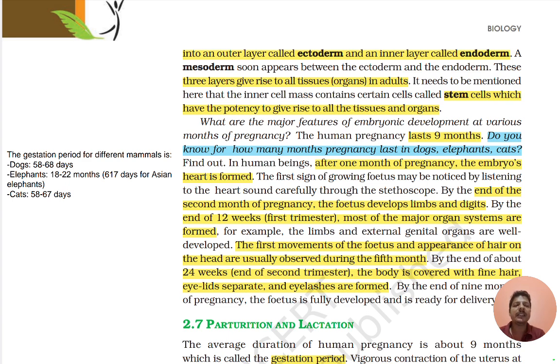After 1 month of pregnancy, the embryo heart is formed, which is the first sign of growing fetus. And by the end of 2nd month, the fetus develops limbs and digits. Then, by the end of 12 weeks or first trimester, or the first 3 months are completed, most of the major organ systems are formed.